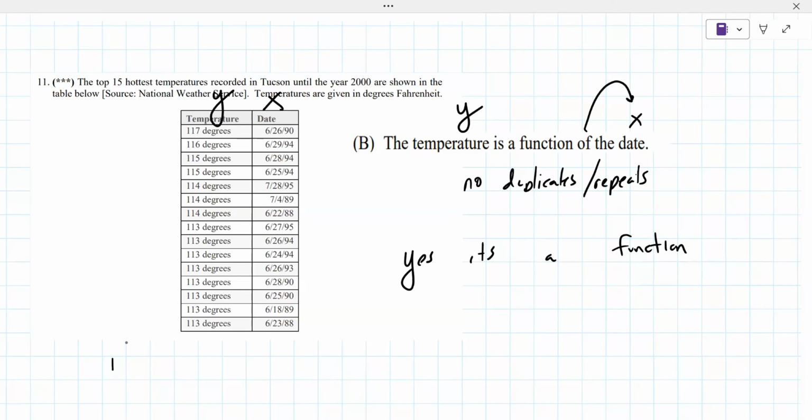So the answer to 11 is B. It's kind of oddly written. You've got to choose one of the statements. A is wrong, but B is correct. Okay.